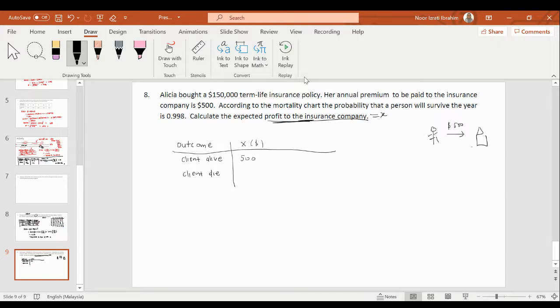If the client dies, what happens? The company has to pay the policy of $150,000, which is not really 150,000 because the client already paid $500. So that means the total loss of the company will be 149,500. And to indicate that this is the loss of the company, we have to put a negative here.